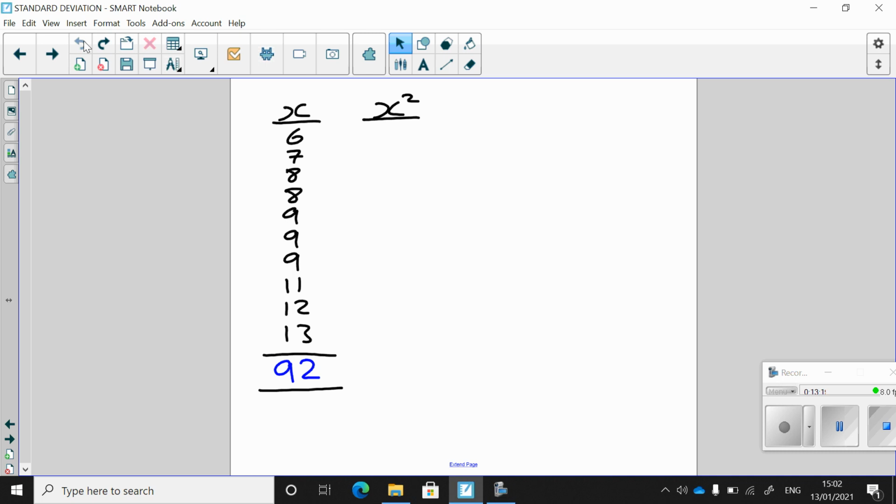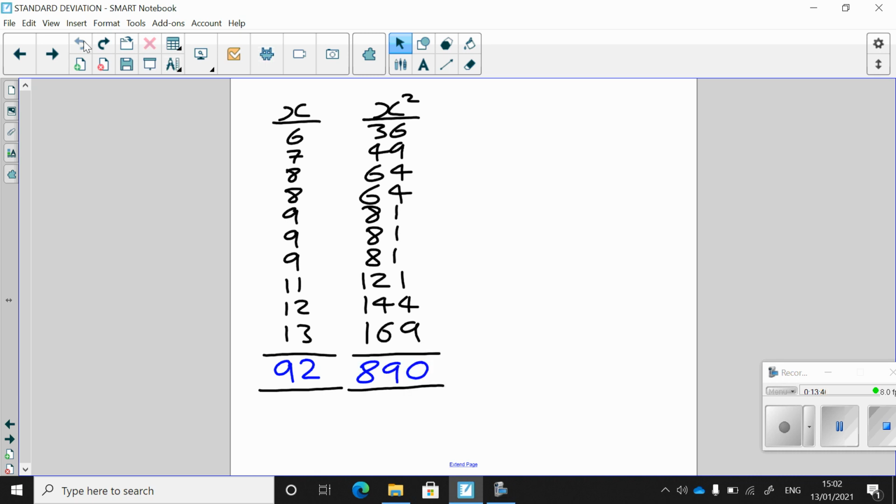Right, okay. So 6 squared is 36, 7 squared is 49. Just remember, squaring is not times by 2. 8 squared is 64. There's a few of them, a few 9 squares, and all the way down to 13 squared. Once you've squared all your numbers, can you add them up? Okay. And always double check your calculations here.